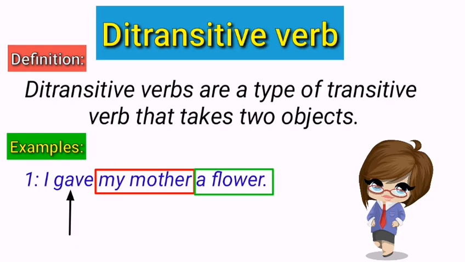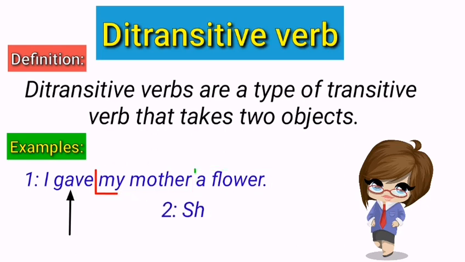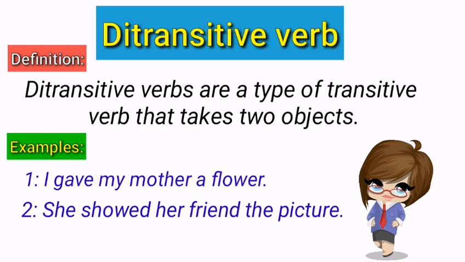I hope you are now picking up my point. If not, then look at another example. She showed her friend the picture. Look again at this sentence, there are two objects, one is her friend, and the second is the picture, and the verb of this sentence is showed. So this verb has two objects, that is why it is a ditransitive verb.